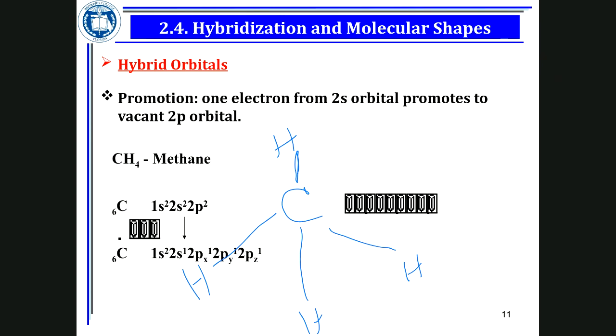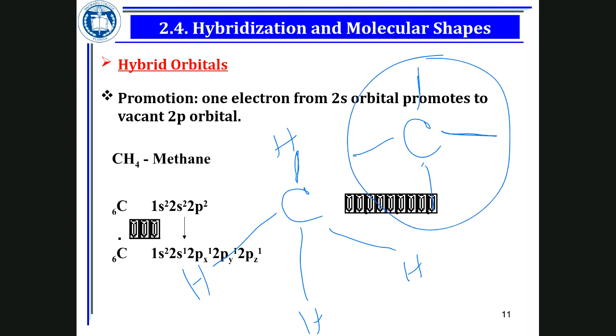But when they take an X-ray of methane, they find out that methane has 4 bonds, and those 4 bonds are exactly identical, the same length. So this is denied. It says you cannot have one s orbital for carbon and 3 p orbitals for carbon. So what is the solution? The solution was the formation of hybrid orbitals.